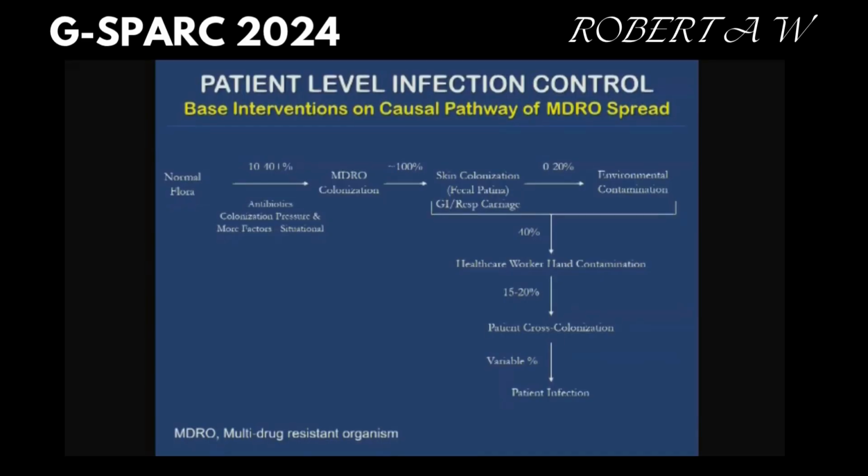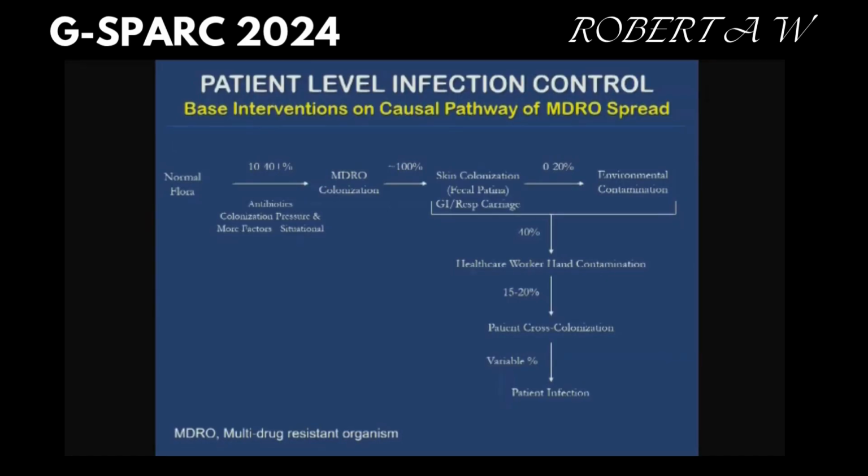Up to 20% then contaminate their environment, up to 40% or more contaminate the hands of healthcare workers. If the healthcare workers don't clean their hands, they lead to patient cross-colonization, and then depending on the devices and the exposures of the patients, they may or may not become infected.